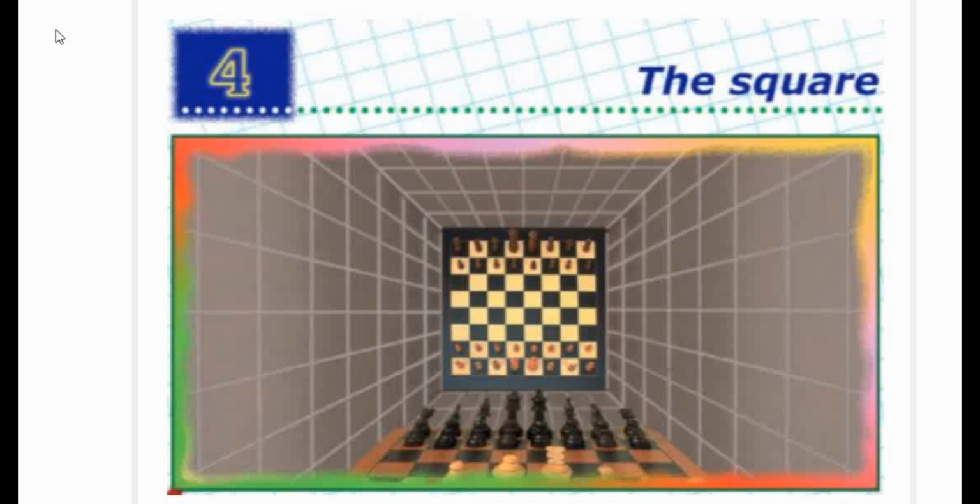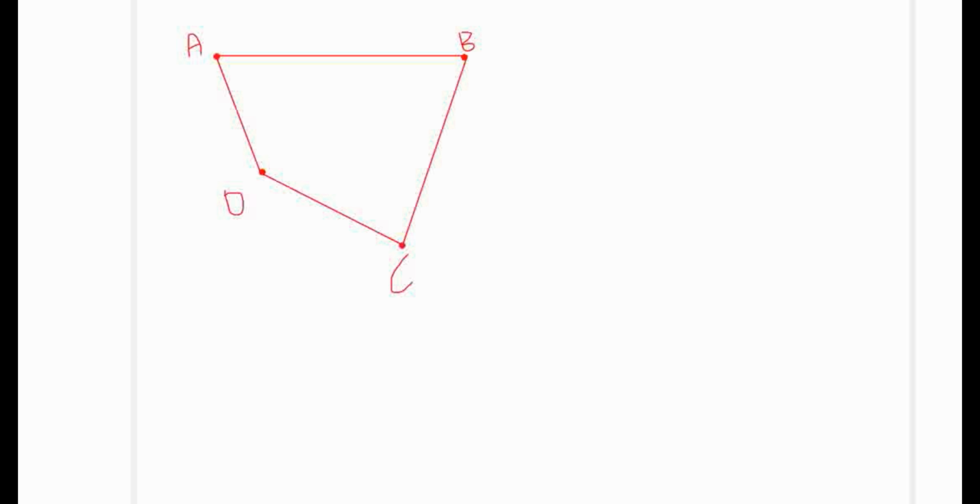Hello! So today we are going to talk about the square. So let's start. This figure in front of you, of course, it's not a square, but we are going to ask some questions about it. So try to answer, to follow with me.